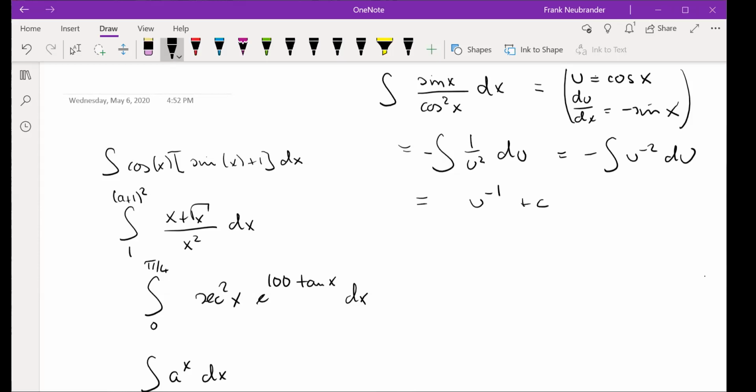Now you stop, check if it's true. If you take the derivative of u to the minus 1, the minus 1 comes down. So it's minus u to the minus 2, that is correct. And now you go back, so it's minus 1 over cosine x plus c. And if you want to be nerdy, you write this as minus the secant of x plus a constant. So that was a typical problem, how to do a U substitution. In this case, a fairly straightforward one.